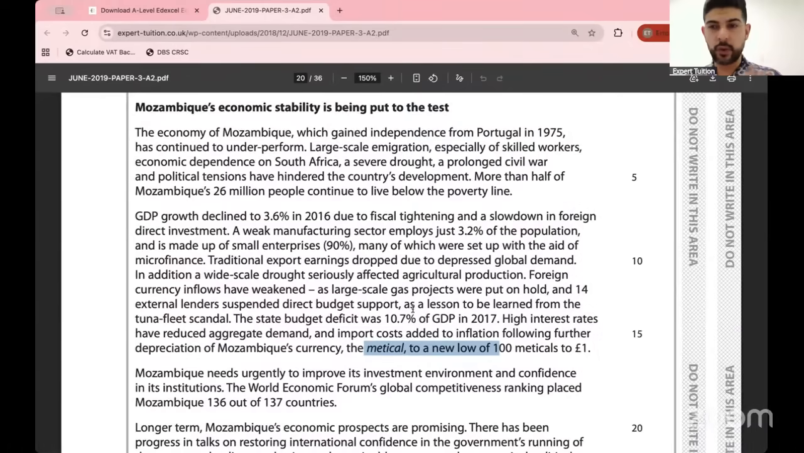This is because, according to Extract E, give me another application. I know there's a limit of 2, but just apply wherever you can. According to Extract E, the Mozambican currency has depreciated to a new low of 100 meticals to £1. Just one more sentence, yeah? Which is to say that this would make these firms more internationally price competitive and thus their export earnings could rise, allowing them to grow. Does that make sense? Yeah?